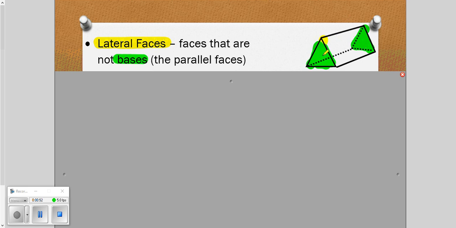So there would be one rectangle back here. There'd be the one on the bottom. And then there would also be the one on this side over here as well. So that one would have 3 lateral faces, 2 bases. So a total of 5 faces.